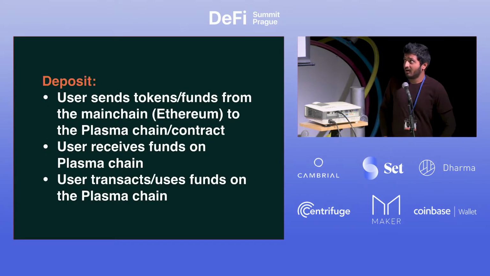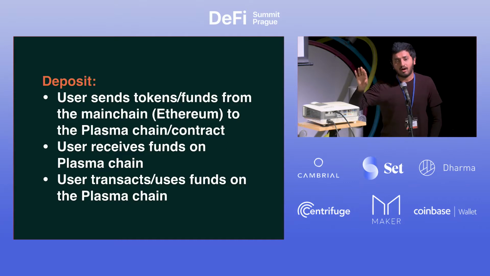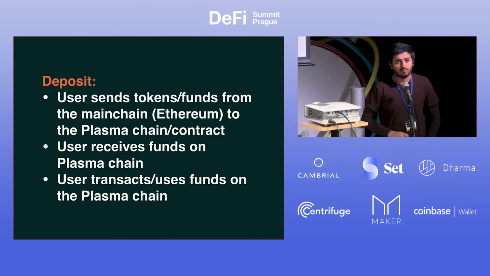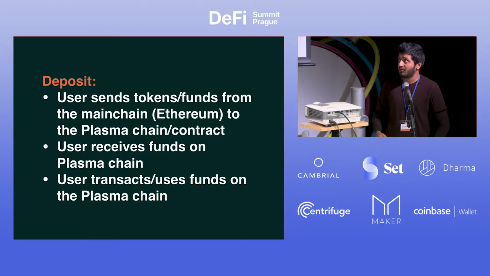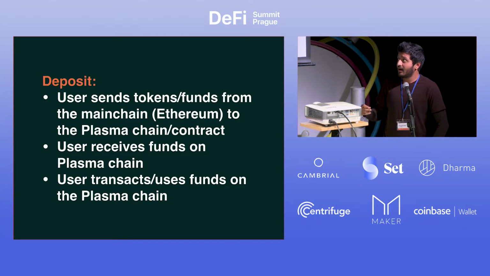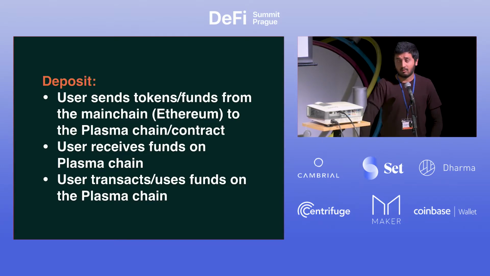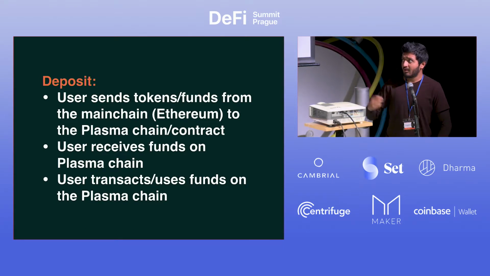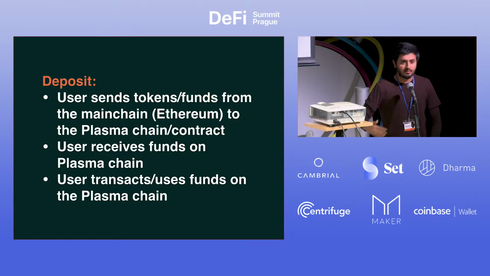So in Plasma, I'm going to look only at the deposit and withdrawal instances. Essentially, when a user wants to use a Plasma sidechain, they have to deposit their tokens from the main chain to a Plasma smart contract, and then they specify whichever sidechain they want to use. Once the funds have been transferred, the Plasma chain sends the funds on the sidechain. The user who lives on the sidechain will be able to receive those tokens, and then they can transact and use them however they wish.